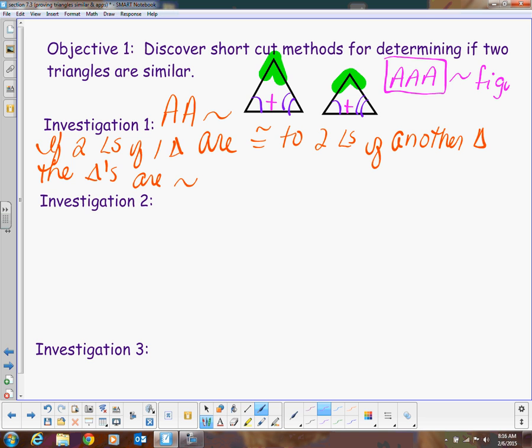However, why don't we have to do the third angle? If you've got 2 of them, you know the third one's going to be what? Congruent. Remember when you did that investigation, you were shocked that that third angle was equal to the third angle you hadn't used? All right, so that's why it's called angle, angle rather than angle, angle, angle.